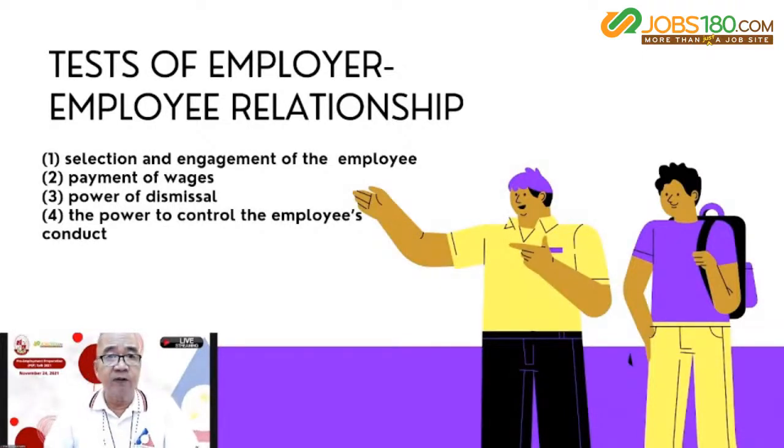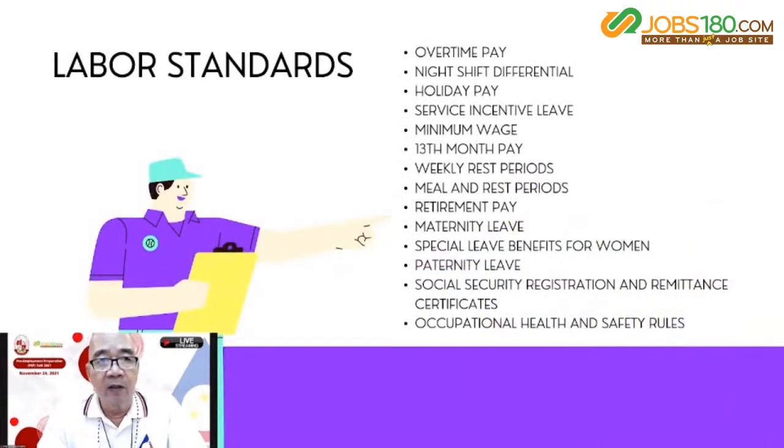So how could we determine the relationship of the employee and the employer? Number one, who is the one to recruit or hire you? Secondly, who is the one paying your wages? And who has the power to dismiss and the power to control the employee's conduct? Okay, under labor standards, ito na po yung mga nakapaloob: overtime pay, night shift differential, holiday pay, service incentive leave, the minimum wage, 13th-month pay, weekly rest periods, meal and rest periods, retirement pay, maternity leave, special leave benefits for women, paternity leave, the social security registration and remittance certificate, and the last is the occupational health and safety rules.